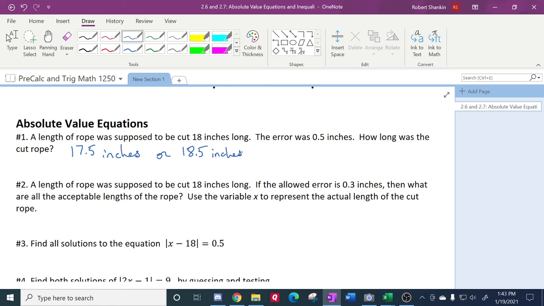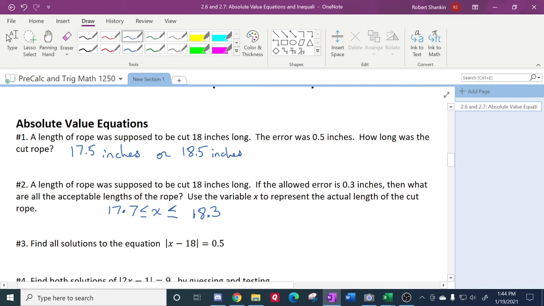All right, so let's go to group 4. What do you have for number 2? We have either 17.7 or 18.3. Okay, hold on, sorry, I'm really tired. I like 17.7 and 18.3. So for group 4, our answer would be 17.7 is less than or equal to x, less than or equal to 18.3.